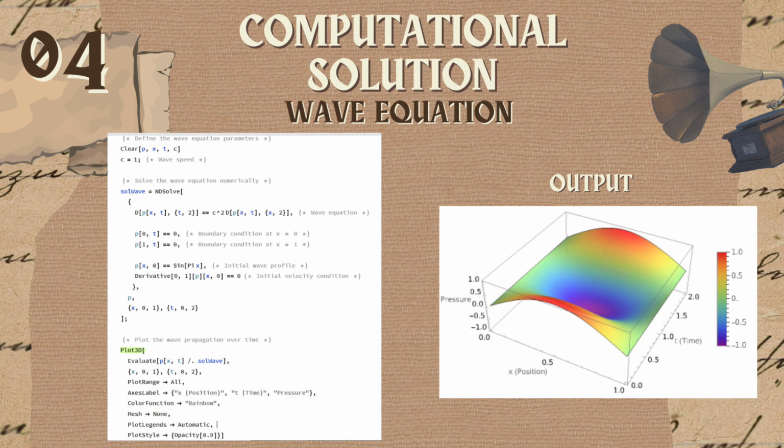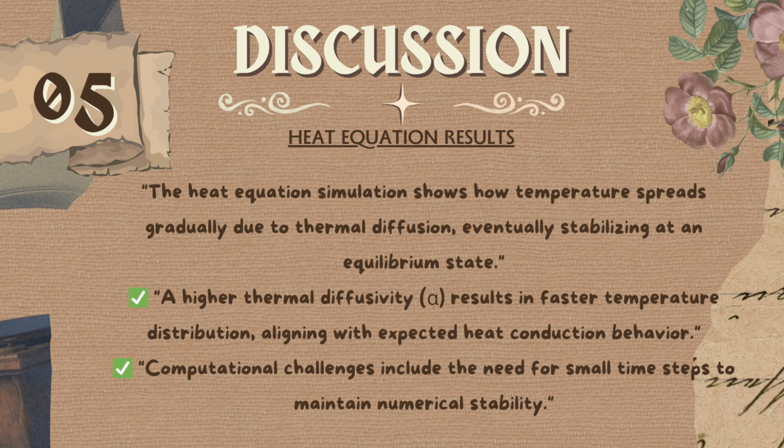I observed the oscillations where pressure increases and decreases periodically, demonstrating the wave-like behavior. Wave reflection occurs at the boundaries, which confirms that the system is constrained. If the wave speed were higher, the oscillations would travel faster. Next, let's discuss the key findings.